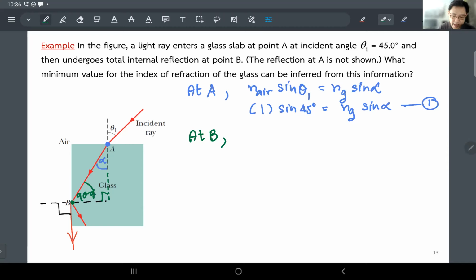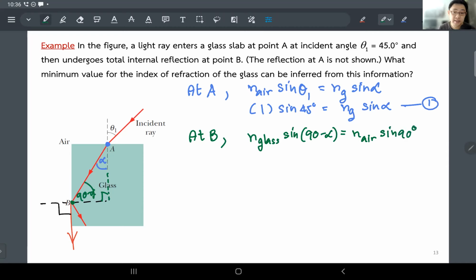So what I can do is at B, you can start from the glass first. So you can do n in glass, sine 90 minus alpha. And now you move on to the air on the left surface. There is n in air, and now you times sine, you already set it to be 90 degrees. And you are good.